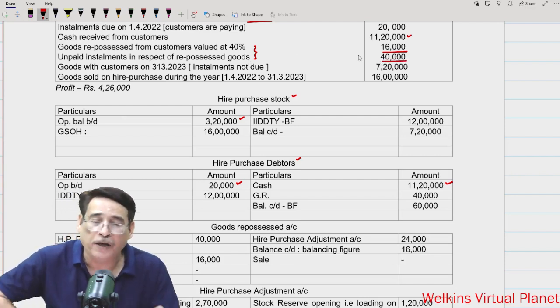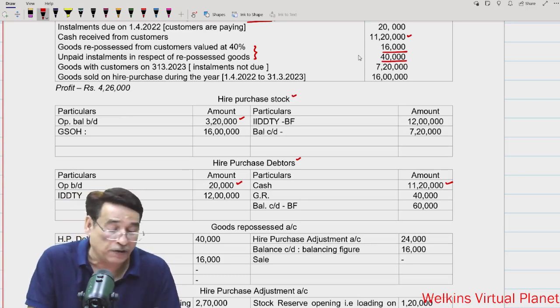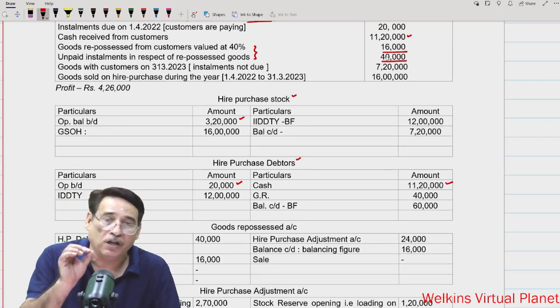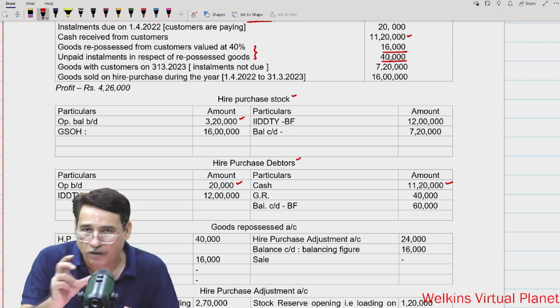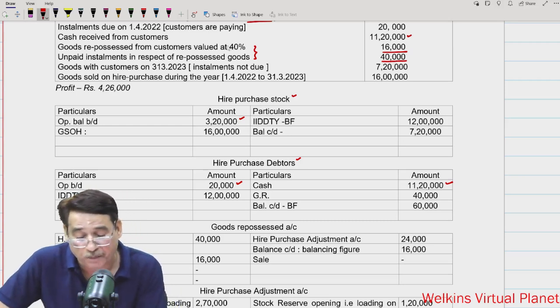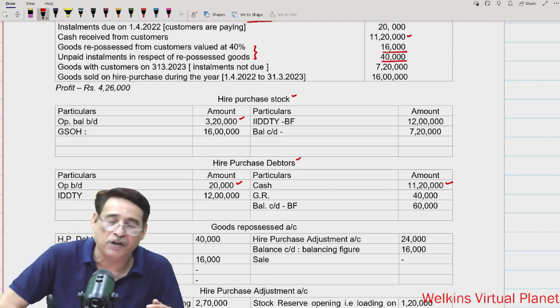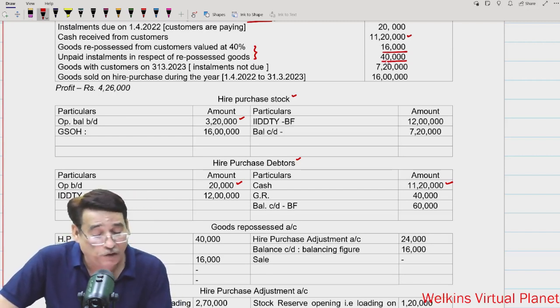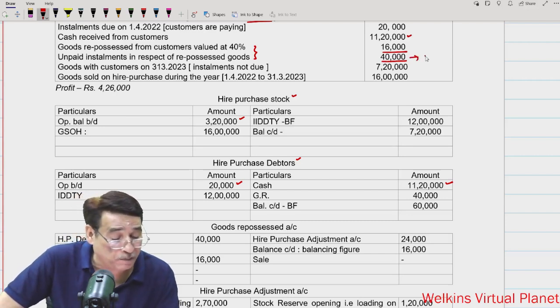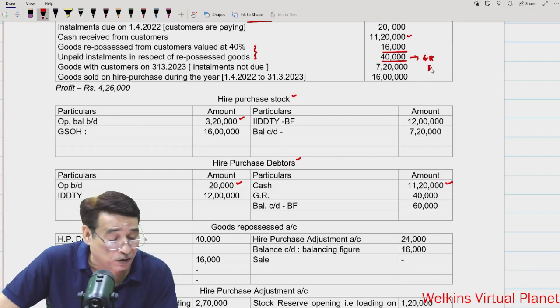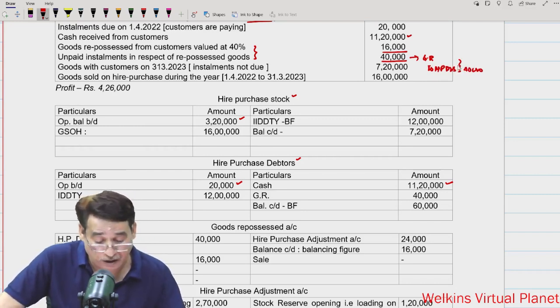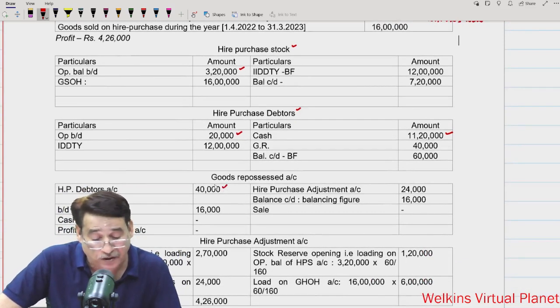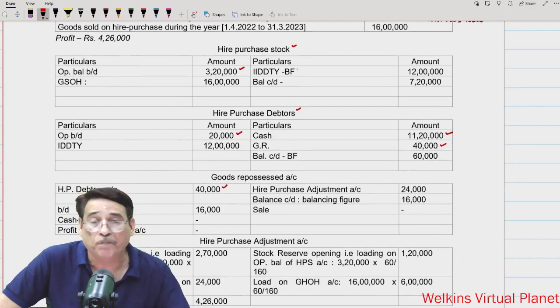Unpaid installment means this amount was due but not received. So that means the value of the item is actually 40,000. Now if you take 40% of 40,000, that will be equal to 16,000. So that is why it is written that goods repossessed from customer valued at 40%, it is valued at 16,000. So first of all, you will write goods repossessed. Your first entry will be goods repossessed account debit to hire purchase debtors account, because this amount is due. So 40,000, you will write this entry first. According to this entry, in the goods repossessed account you will write to hire purchase debtors, and in the hire purchase debtors you will write by goods repossessed.